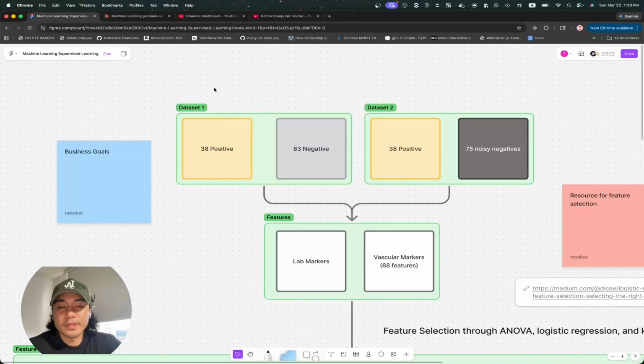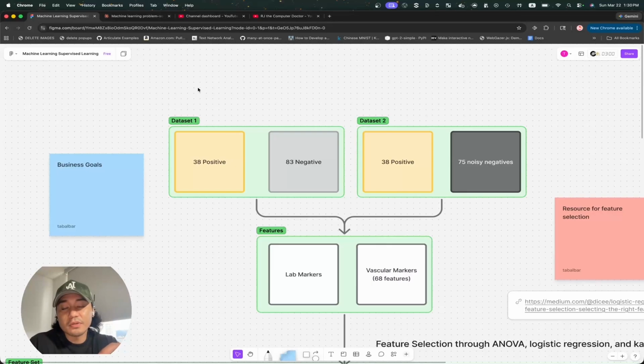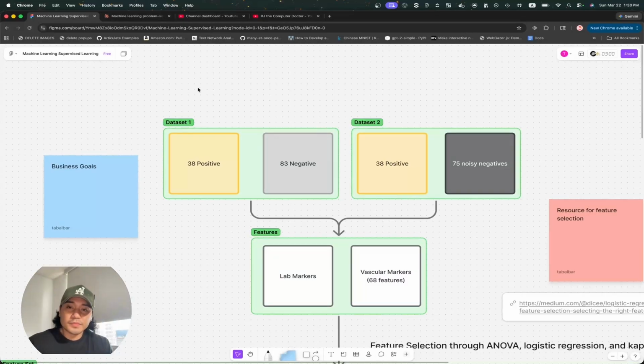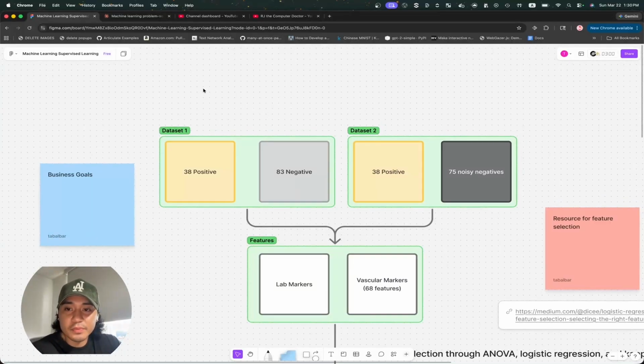Okay, so imagine that you have a client who comes to you with a machine learning problem. We want to build this model and try to classify whether this person is sick or not. So here is the context of the problem. They collected some samples, and those samples consisted of 38 people who were positive, who had some kind of sickness. They had 83 people who were healthy individuals.